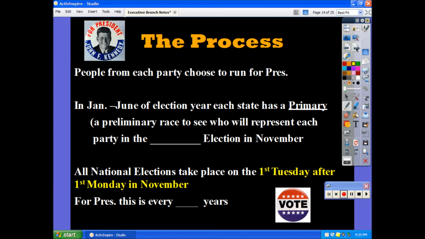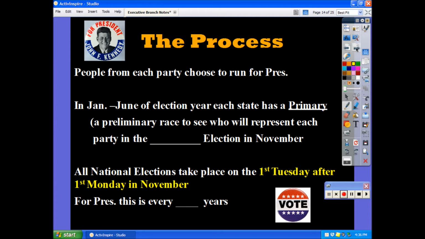This is what we call the primary election time, the preliminary race to see, among all the Democrats running for president and all the Republicans running for president, which two people, one Republican and one Democrat, will represent each party in the November election. That November election is referred to as a general election, meaning it's the final election. It's sort of like the finals, whereas the primary is sort of like the semifinals. All national elections take place on the first Tuesday after the first Monday in November.